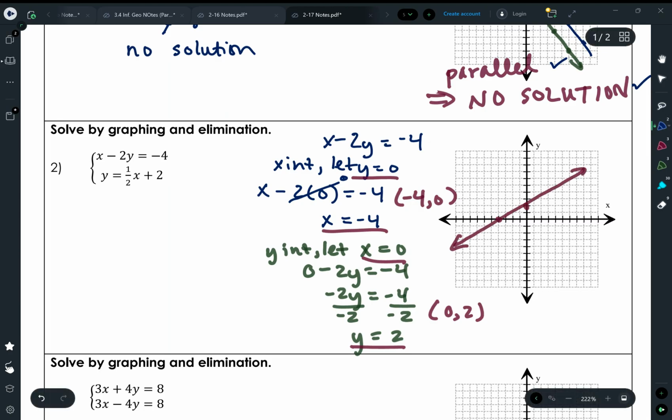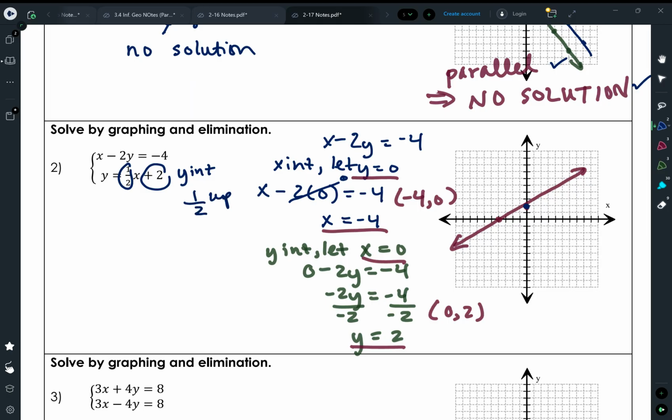Then I want to look at my second equation. My second equation is y equals 1/2 x plus 2. So I have a y-intercept of positive 2. Oh, that's interesting. Same y-intercept. And my slope is 1/2. A 1/2 slope means I want to rise up 1 and 2 to the right. So up 1 over 2.